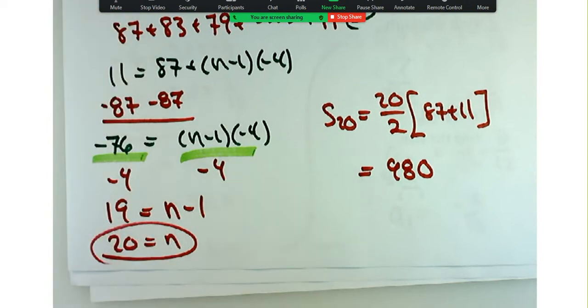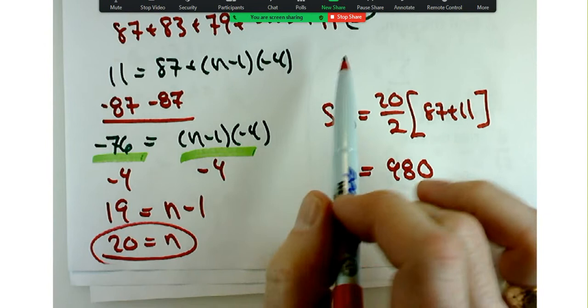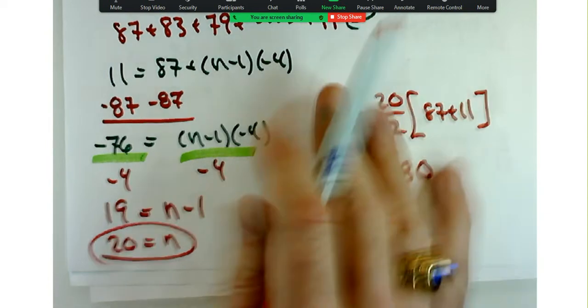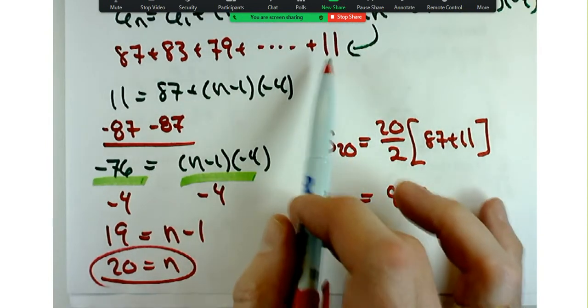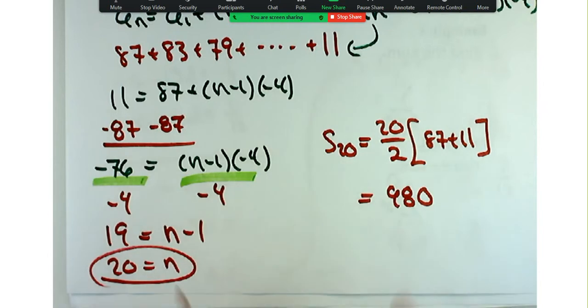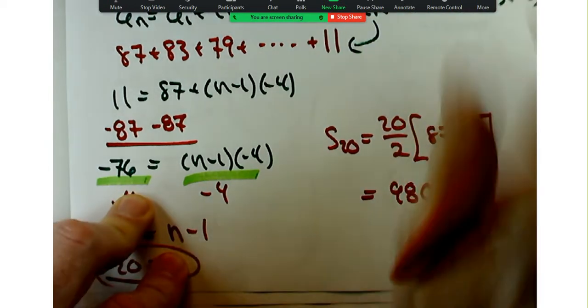Cool. The important thing to see here is that I had to calculate what term n was. I had to figure out that 11 was the 20th term in this sequence. So how are we looking with that first example? Thumbs up? All right, thank you. All right.